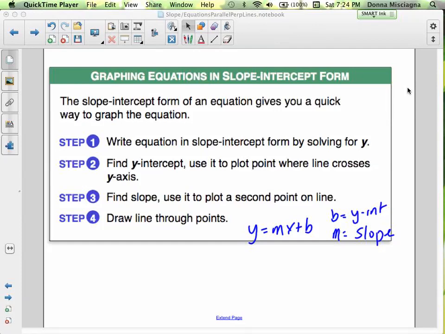Welcome. So now we're going to be graphing equations in slope-intercept form. The slope-intercept form of the equation gives you a quick way to graph the equation. So step one, write the equation in slope-intercept form by solving for y. Then you're going to find the y-intercept.